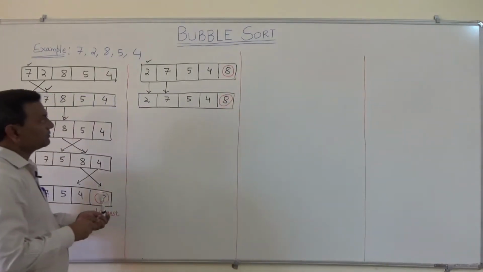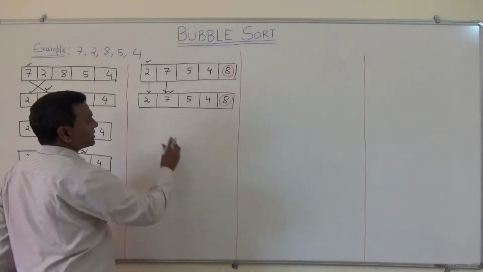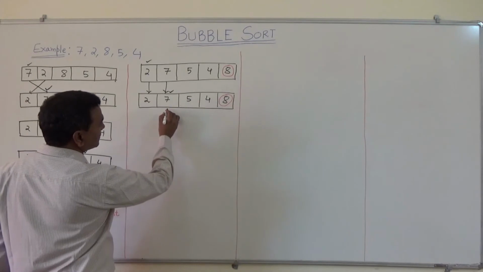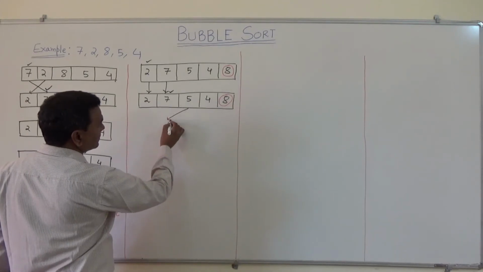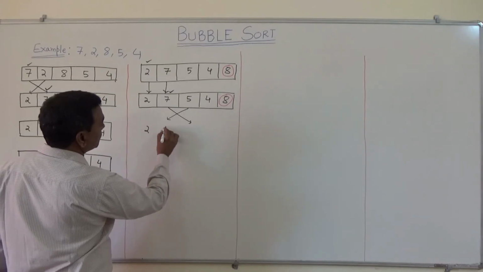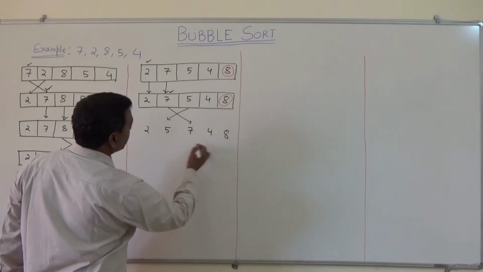Now we will compare the second element with the third one. Second element is this. 7 is compared with the 5, because 7 is greater than 5. Therefore, they are swapped. We will swap. It comes out to be 2, 5, 7, 4 and then 8.